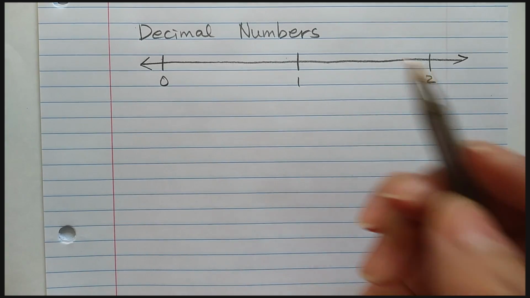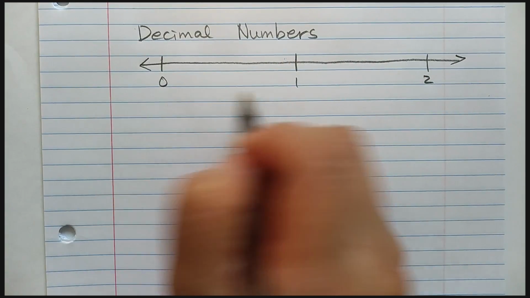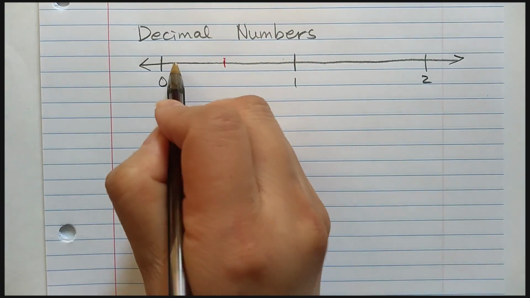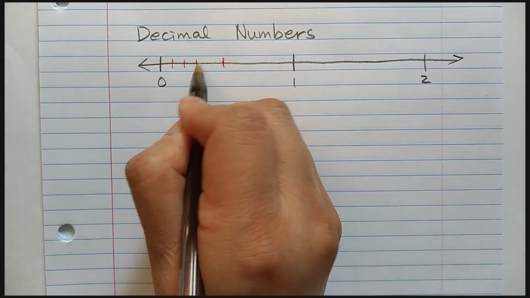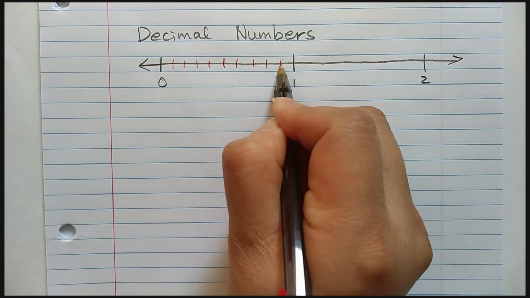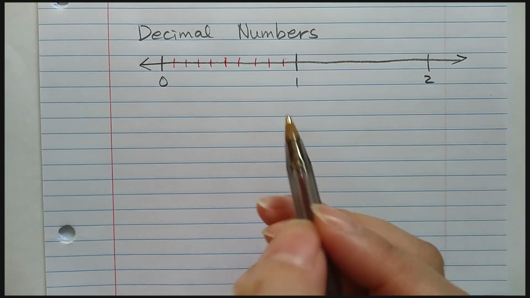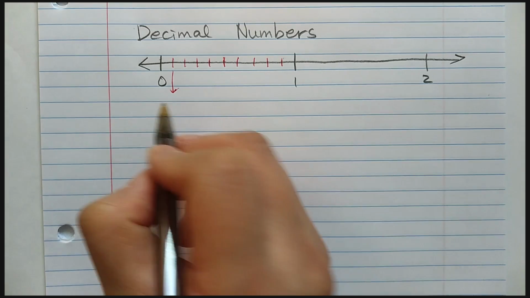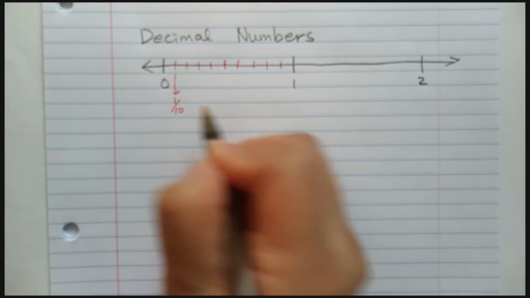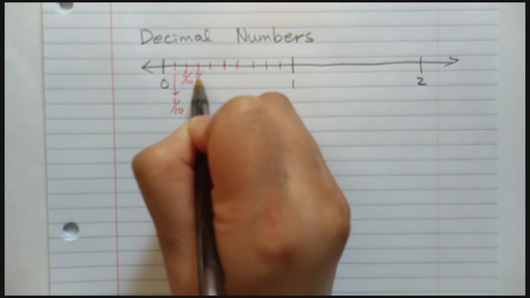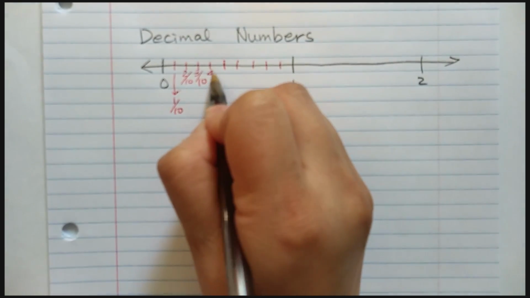On a number line, if we cut from 0 to 1 into 10 equal parts, there's 1, 2, 3, 4, 5, 6, 7, 8, 9, 10. What is the first mark here? That is 1/10. The second mark is 2/10, 3/10, and I will fill the rest.